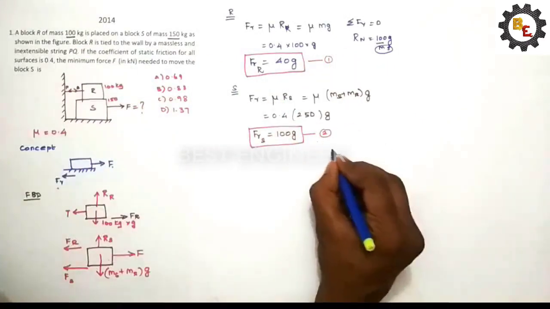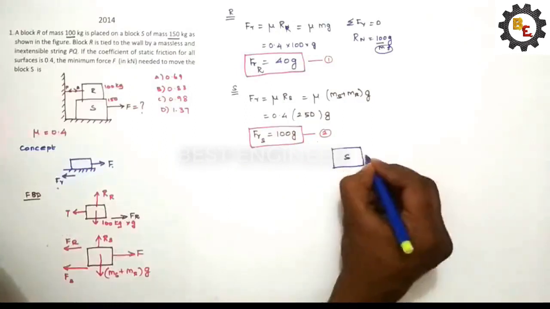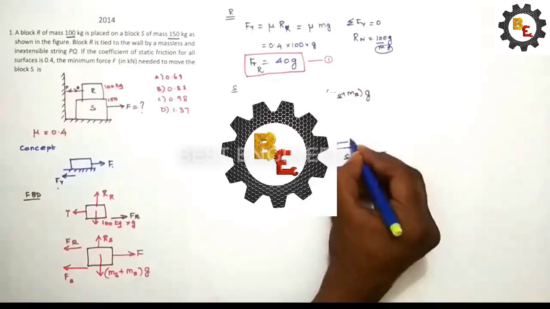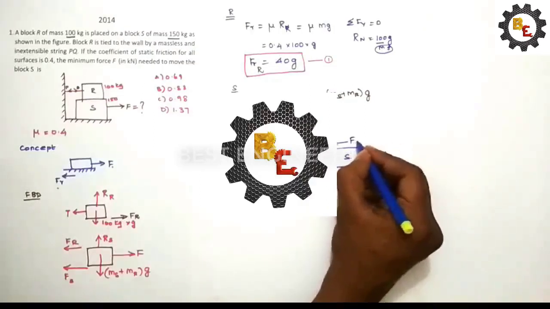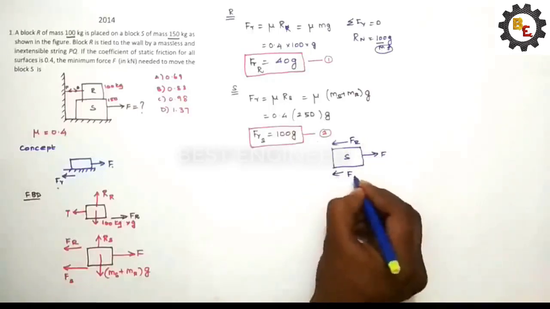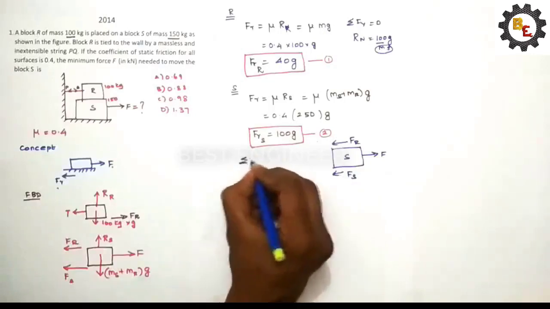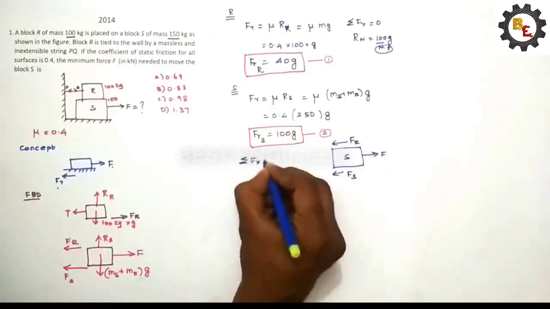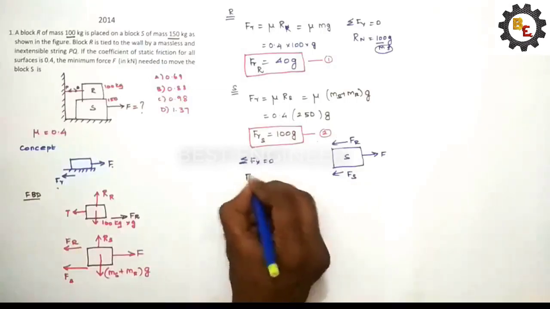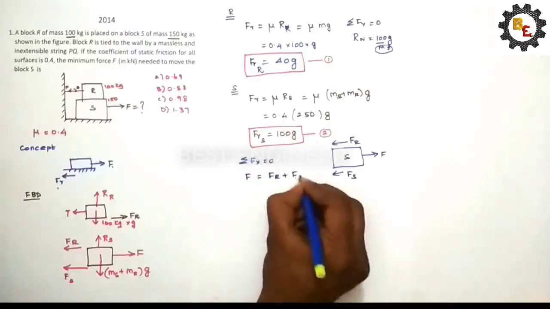Now take the block S. We are applying the force F here. Friction force for object R will act here, friction force for S will act here. Summation of Fx equals 0, the equilibrium equation. So F equals Fr plus Fs.